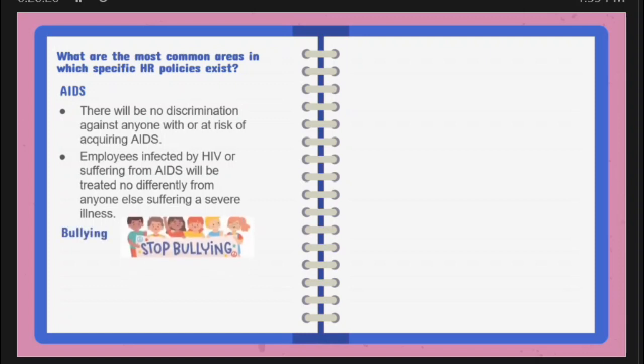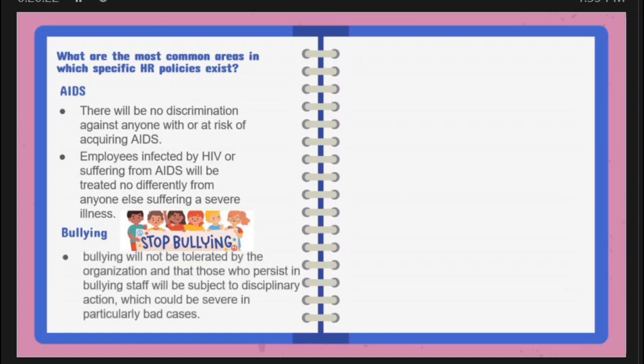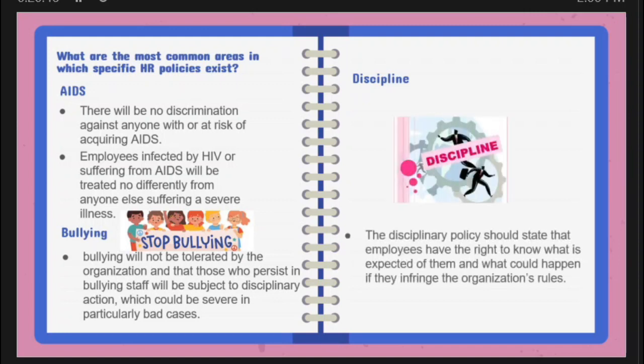Next, we have bullying. Bullying will not be tolerated by the organization, and those who persist in bullying staff will be subject to disciplinary action, which could be severe in particularly bad cases. And then we have discipline. The disciplinary policy should state that employees have the right to know what is expected of them and what could happen if they infringe the organization's rules.